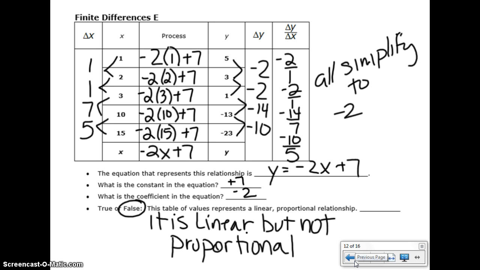As we look at finite difference E, we get a coefficient of negative 2 and a constant of positive 7. All of our delta y's divided by delta x simplify down to negative 2. The values in this table represent a linear proportional relationship, and the answer is false. While the graph is linear because it has a constant rate of change, the value of y when x is 0 is the number 7.